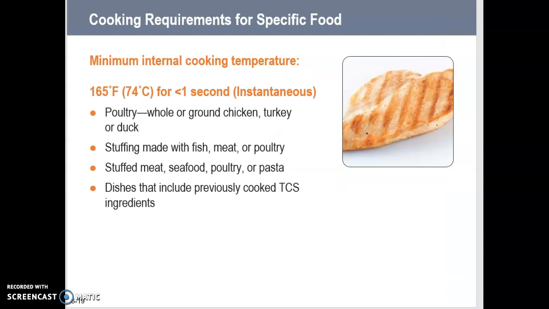All right, there are a lot of cooking requirements for specific types of foods, and we're going to go over some of them. You have locations in your notes to put these numbers. The minimum internal cooking temperature of all poultry, whole or ground, chicken, turkey, duck, etc., should be 165 degrees. Any type of stuffing made with fish, meat, or poultry should also be at that temperature.